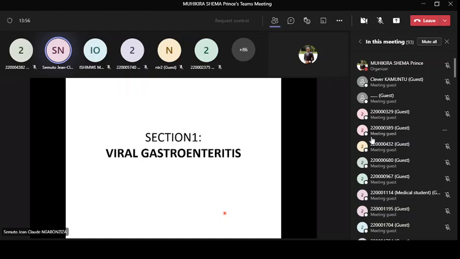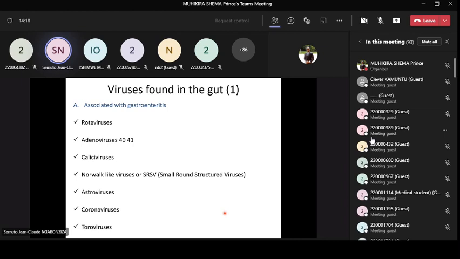So let's start with viral gastroenteritis. You will see how much simpler it is, since you now have enough knowledge to understand all the biological nature of viruses. For viral gastroenteritis, we find many viruses, including rotavirus, which is the main one, adenoviruses, caliciviruses, small round structured viruses, Norwalk-like viruses, astroviruses, and coronaviruses. But the main ones are basically rotavirus, adenovirus, and caliciviruses.